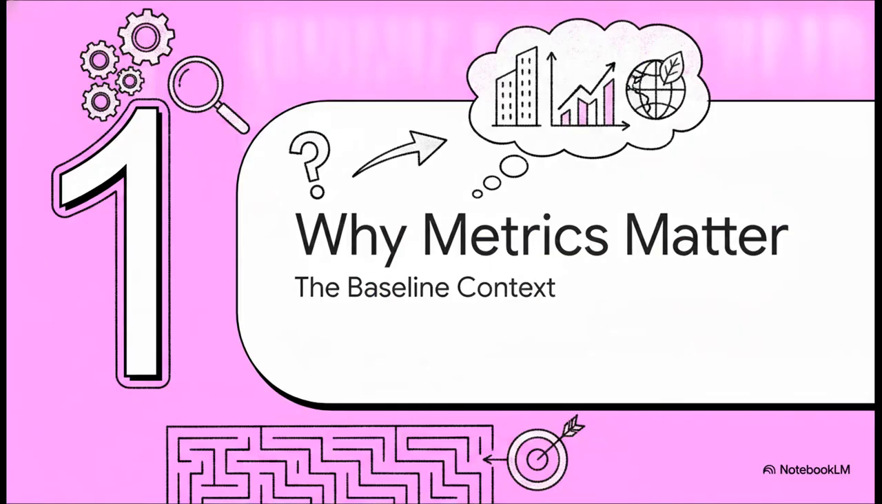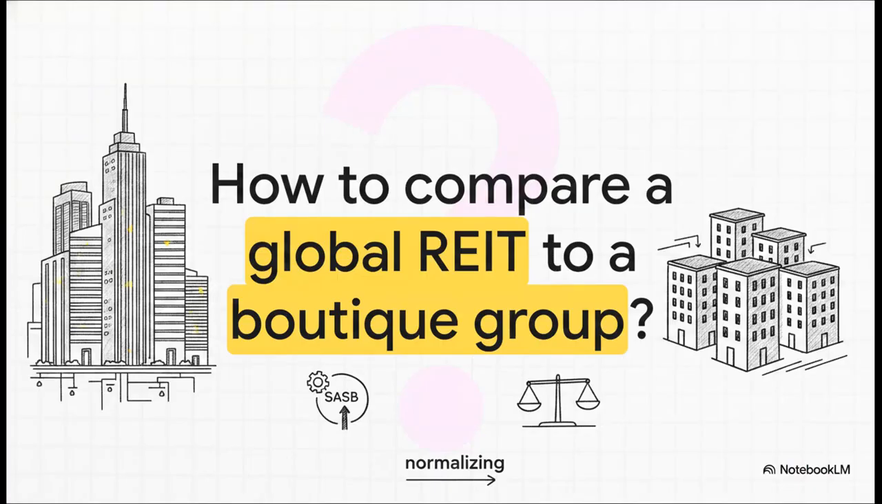Section 1. Why activity metrics matter. Before we get into the technical weeds here, we really have to establish the main challenge investors and analysts face when they're reading these reports. Imagine you've got this massive global real estate investment trust, a REIT. We're talking hundreds of sprawling skyscrapers spread across multiple continents. Right next to it, you're looking at a boutique regional developer with, say, 5 mid-sized office buildings. If both of these companies just report their raw total energy output or their total water withdrawals, trying to compare them directly is literally impossible.